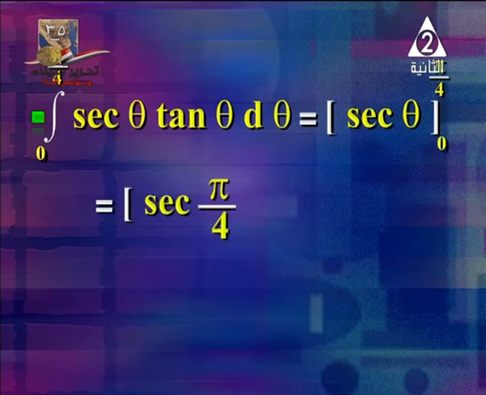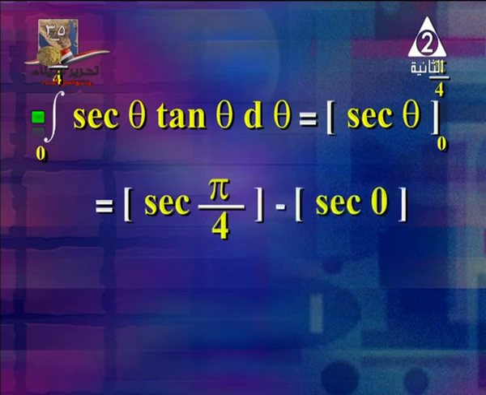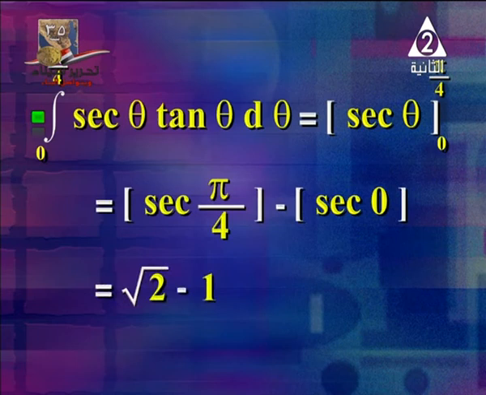Substituting theta as pi over 4, the answer equals square root 2 minus 1. Remember, dear student, sec pi over 4 means sec 45. What is the sec of 45? Sec is the multiplicative inverse of cosine, which equals root 2 over 2. Then the answer, or by using a calculator, is root 2 minus 1.